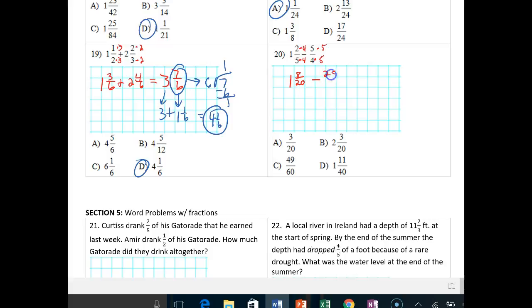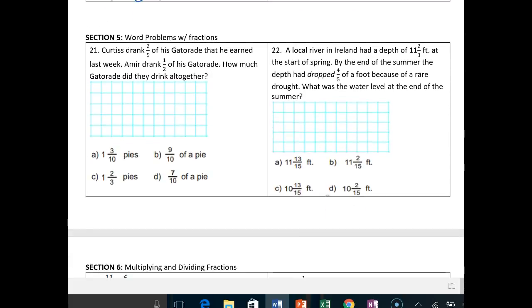Use your reference sheet. All right, so we have common denominators, but I can't do 8 minus 25. So what do I have to do? I have to borrow. And when I borrow from the one, I'm borrowing a whole. The whole is determined by my denominator. So I'm borrowing 20 over 20 plus 8 over 20, then minus 25 over 20. So this becomes 28 over 20 minus 25 over 20. And now I just subtract and keep the denominator, so I get 3 over 20. And my answer is A.